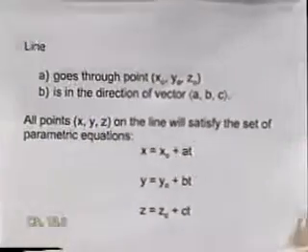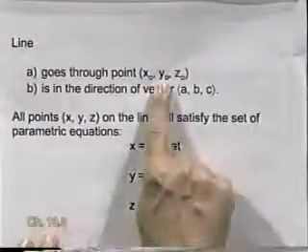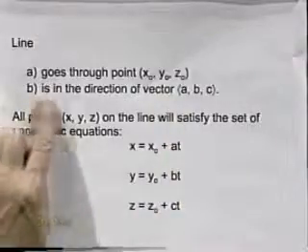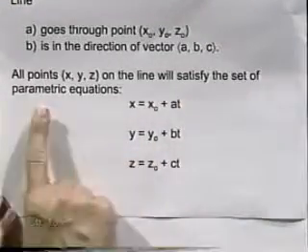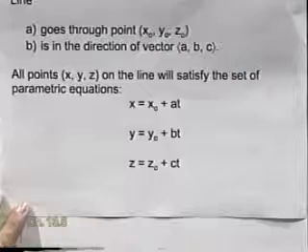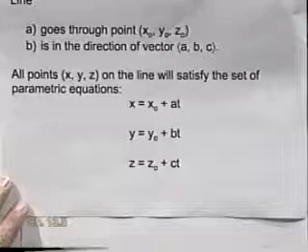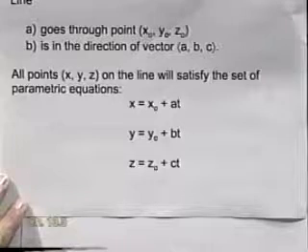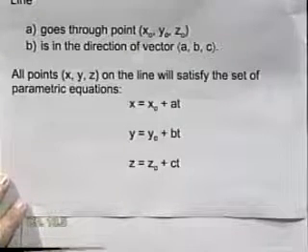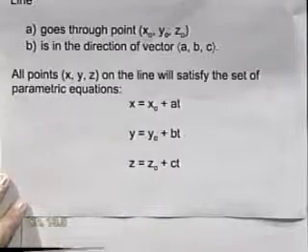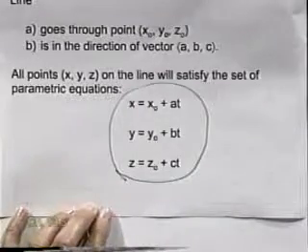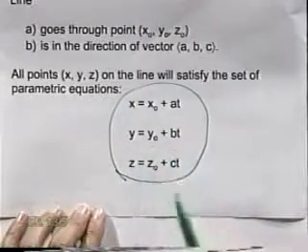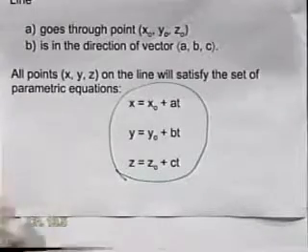All right, so in summary, a line goes through a particular point, x naught, y naught, z naught. It's in the direction of vector a, b, c. And all points x, y, z on the line will satisfy the following set of parametric equations. So it's not like you're back in your Algebra 2 days where the equation on the line was 2x plus 3y equals 6. That does not happen. In three-dimensional space, to uniquely describe a line, you need a set of 3 parametric equations. X equals x naught plus at, y equals y naught plus bt, and z equals z naught plus ct.